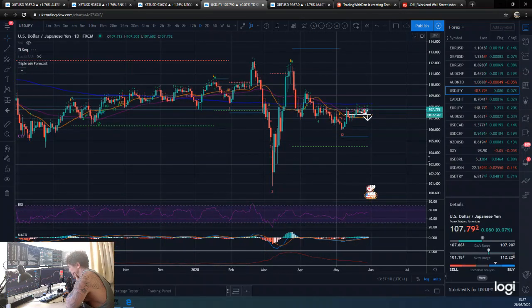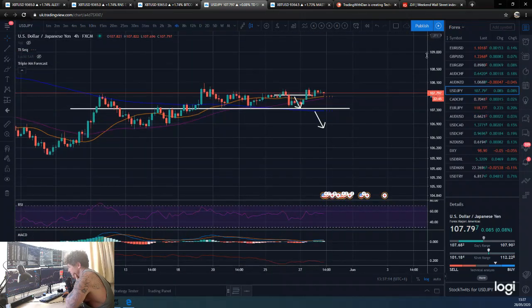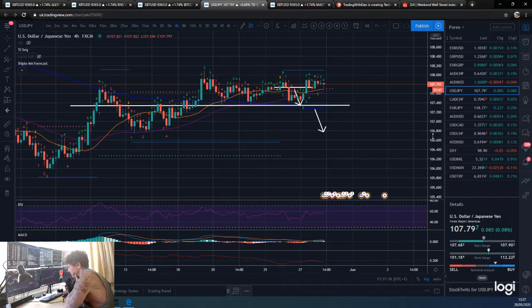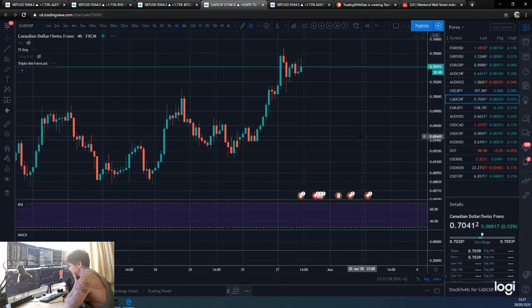US dollar, Japanese yen. This is obviously a 4 hour trade. What was this then? Yeah, so we had our sell trade activated, and then we said if we hit this line, we'll either break through and keep going, or if we don't, we bounce off it. But we did speak about it yesterday, I do remember now.